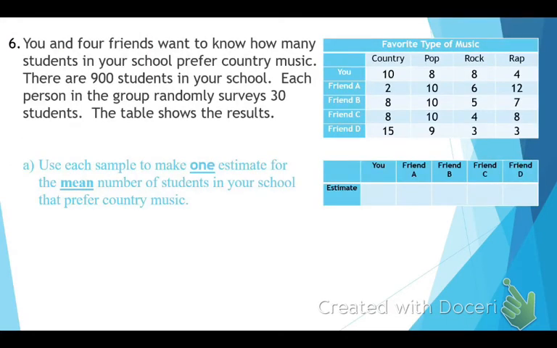All right, for the next problem, you and your 4 friends want to know how many students in your school prefer country music. Back in lesson 8.2, we focused on what kind of music? Pop music. Today we're talking country, okay? There's 900 students in your school. Each person in the group randomly surveys 30 students. The table shows the results.